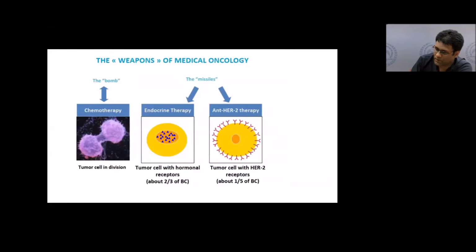So I'll broadly divide our systemic therapy approaches into chemotherapy, which is synonymous with almost a bomb, and endocrine therapy and anti-HER2 therapy, which are more targeted. Although it's not in the slide, the newest entrant to this armamentarium is immunotherapy, which I think of like a spy because you induce your own immune response against the cancer.